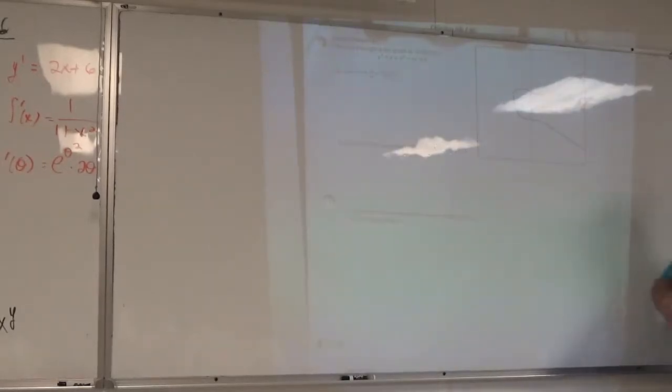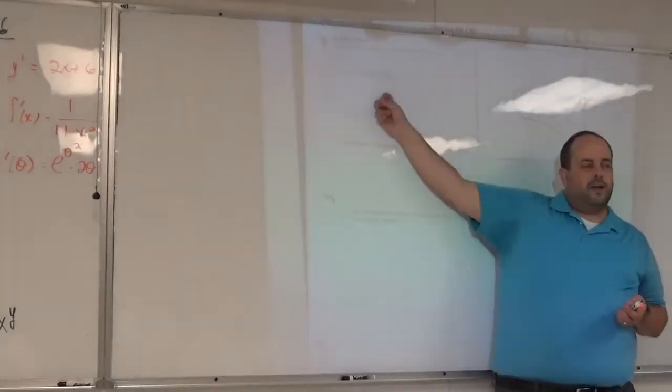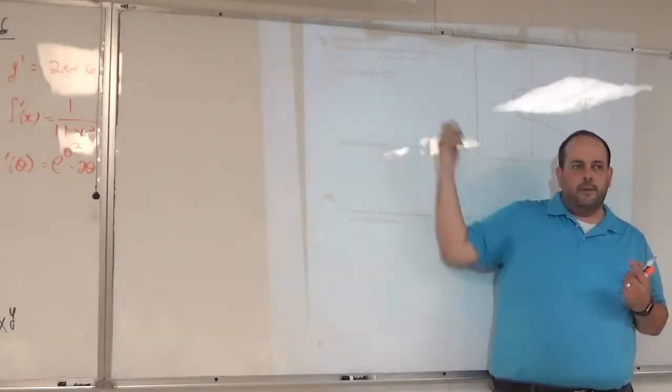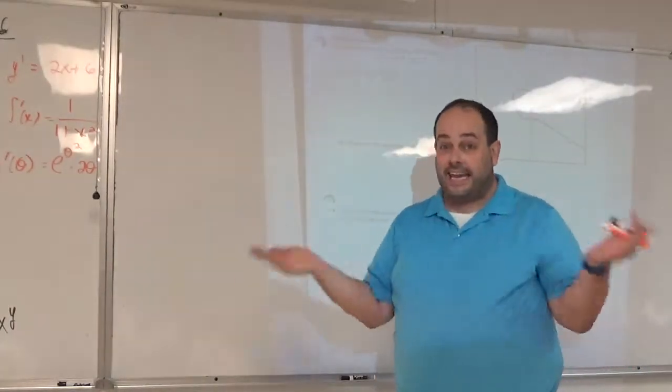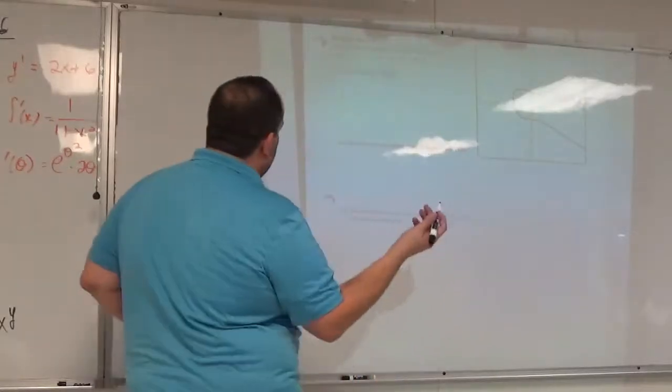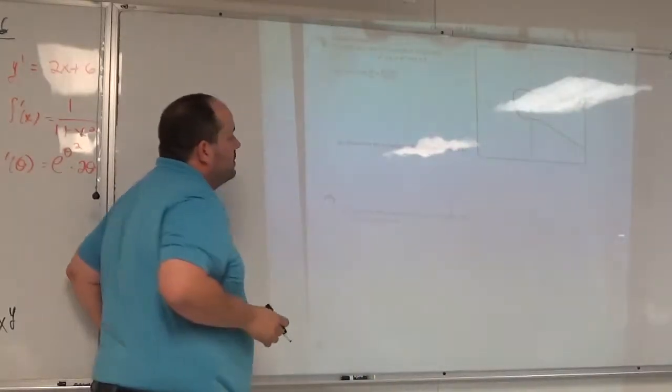Okay, so they gave you the curve. They want you to show that this is the derivative. Most groups have started finding the derivative. All right, let's find the derivative. What's the derivative of y to the 4th?